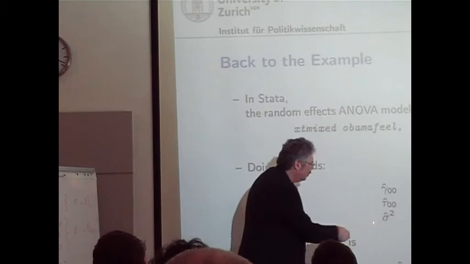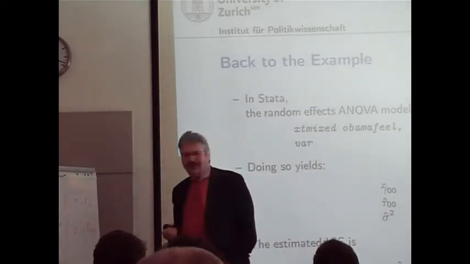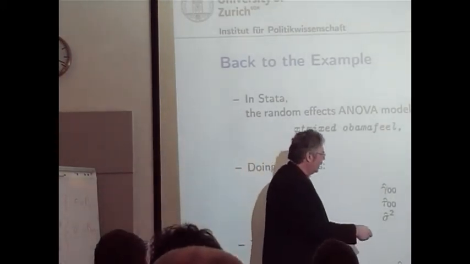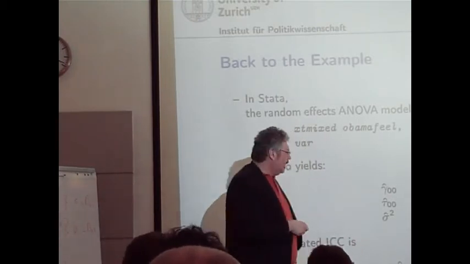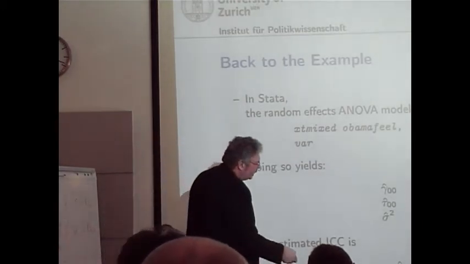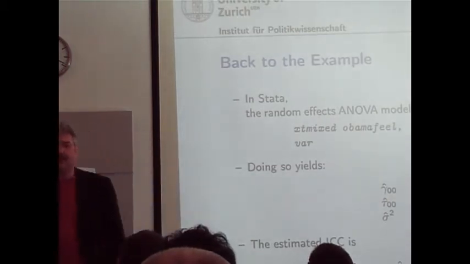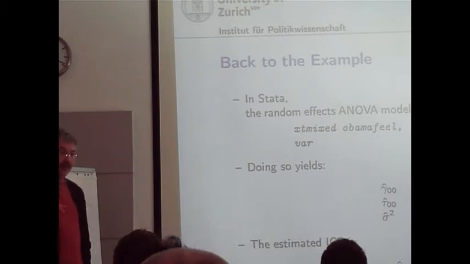A lot of individual variation, 748.11 is the variance at the individual level, but also some sizable variation at the state level, 93.57. If you compute the intraclass correlation, you find that it's about 11%. So about 11% of the variance in the feelings towards Obama is across states, and the remaining 89% is across individuals.